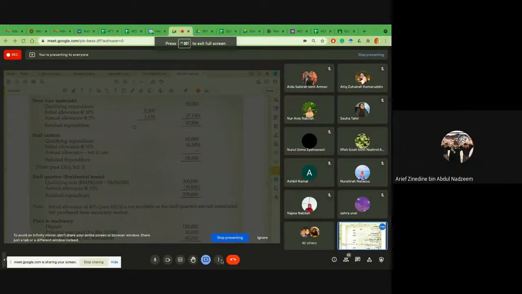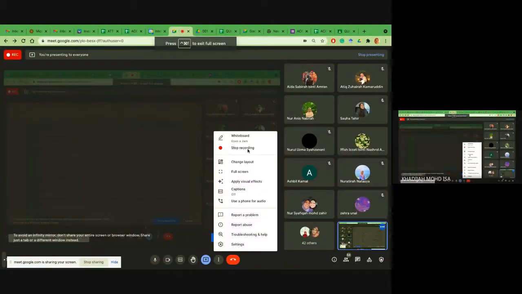Madam, if there were demolishing costs for the old building to construct the new building, is it considered qualifying? Yes, it is.